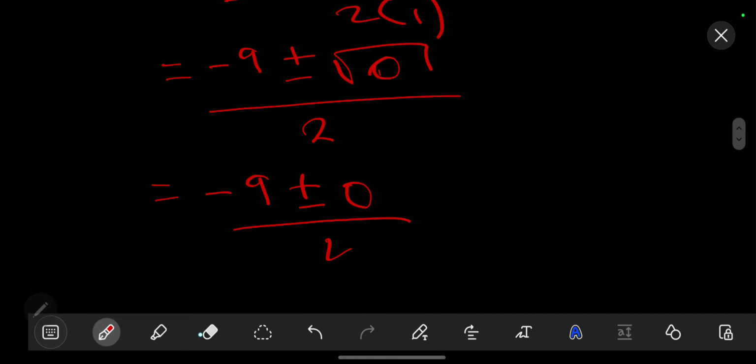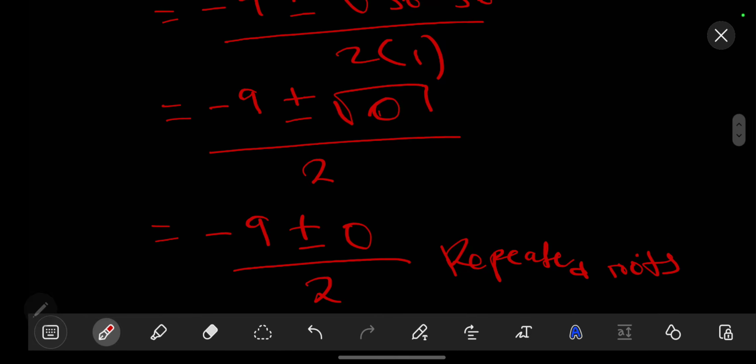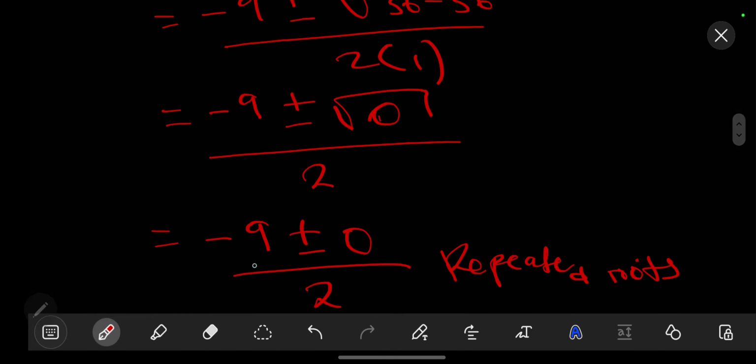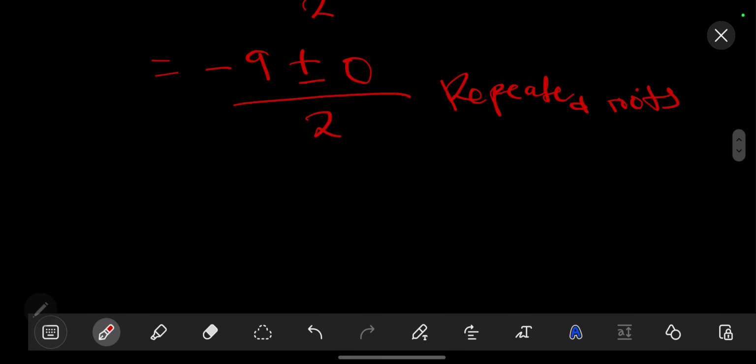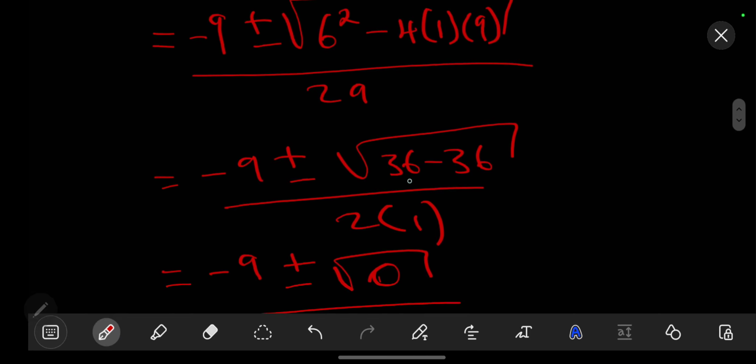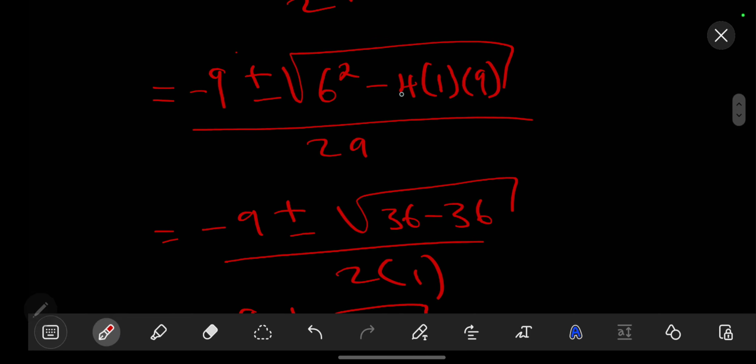Now due to the fact that this is a 0, it simply means we are going to have repeated roots. Because what you are finding in the square root is equal to 0, that means you will only have one value that is going to come out. So therefore, this is where the discriminant comes from: if b squared minus 4ac is equal to 0, that means when you simplify your b squared minus 4ac, it gives you a 0.